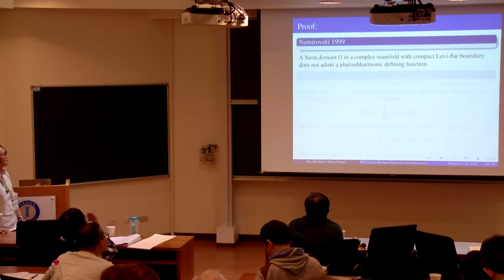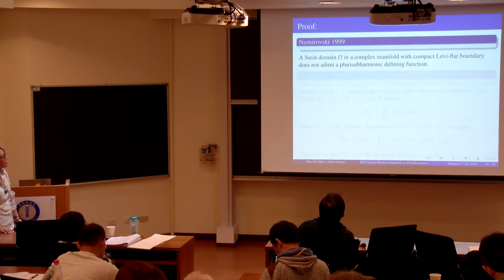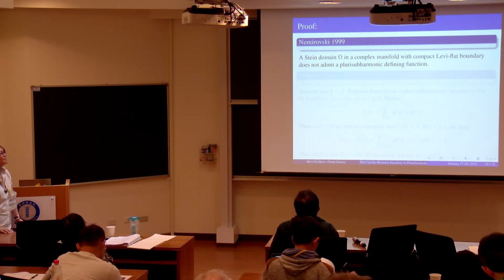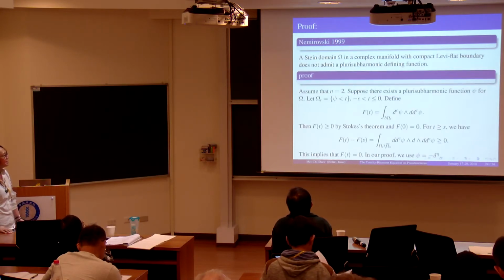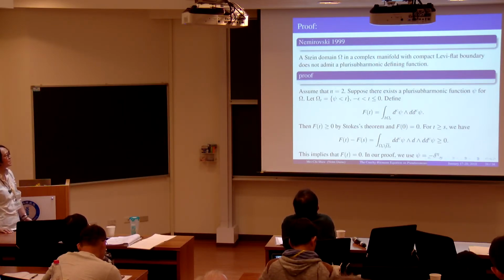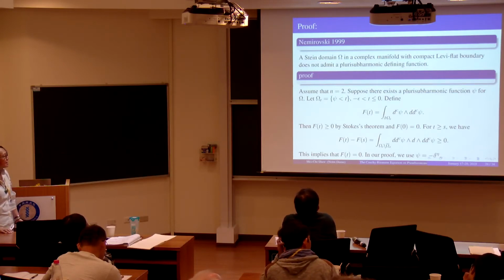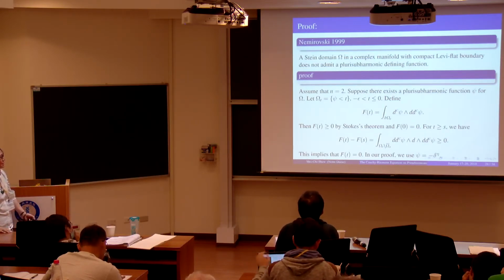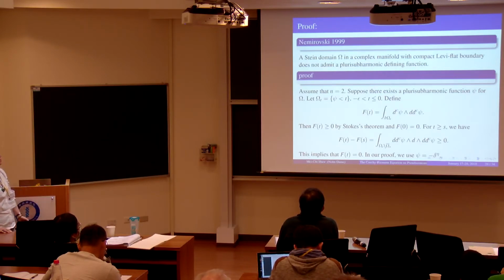Let me explain the method because it's very simple. It was first observed by Nemirovski, who showed that a Stein domain in a complex manifold with a compact Levi flat boundary cannot have a pluri-subharmonic defining function. In other words, eta cannot be equal to 1. Well, we simply look at his proof. Now, suppose n is equal to 2. We form this integral f of t here. Then it's easy to see that this f of t is greater or equal to 0. And we also can see that this f is increasing. And so therefore, this implies that the f of t has to be equal to 0. This is the proof of Nemirovski.